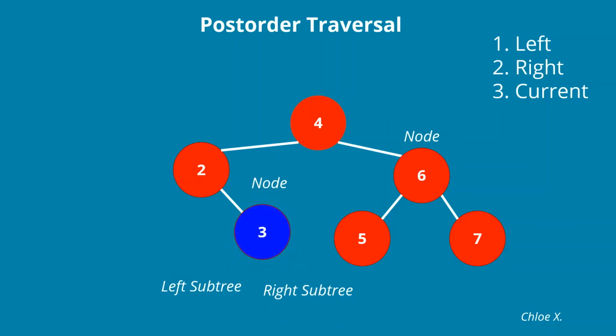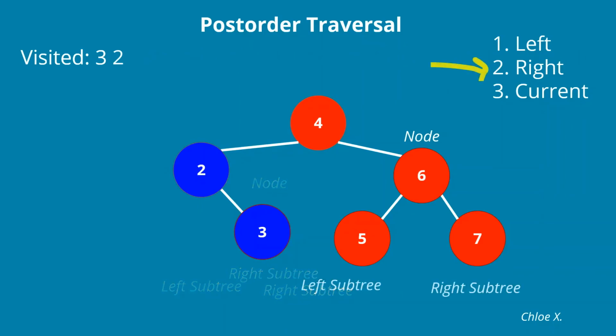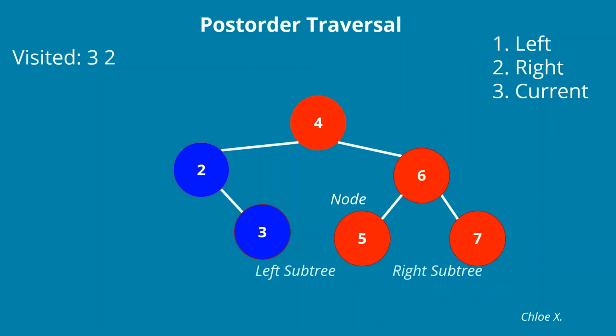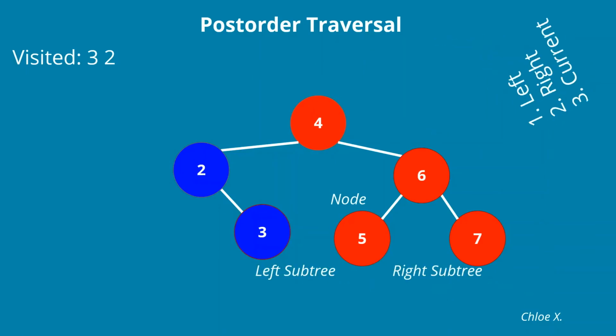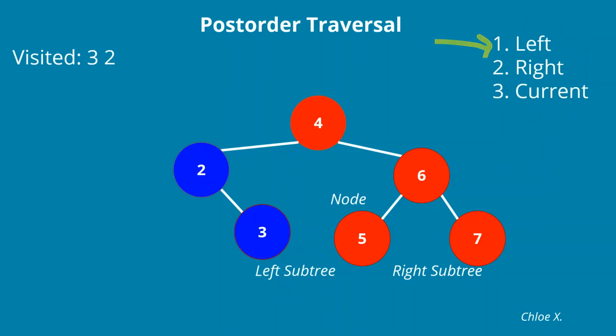Then we go back up the recursive stack to 2. This is current, and we can mark this as visited. And we just finished the entire recursive call to the left of 4. Now we're going to make a recursive call to the right of 4 with 6. And 6 is going to make a recursive call to 5. Now 5 is going to check left and right. But it's a leaf and there's nothing there.